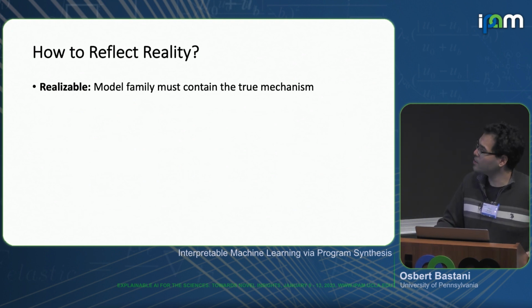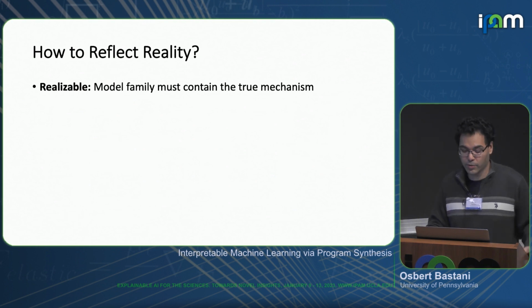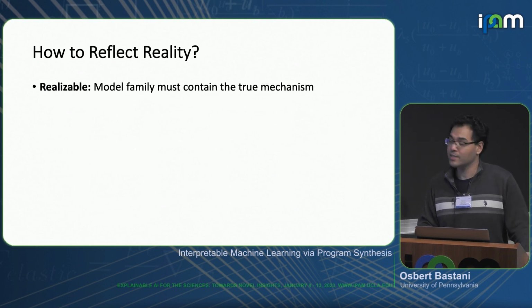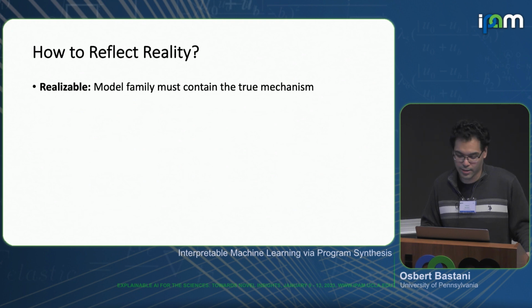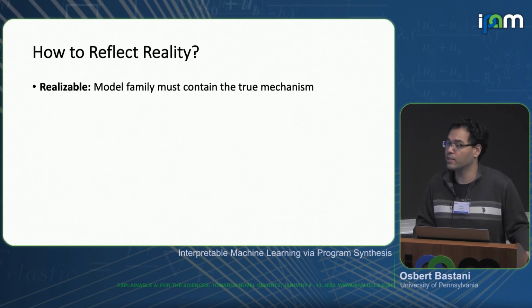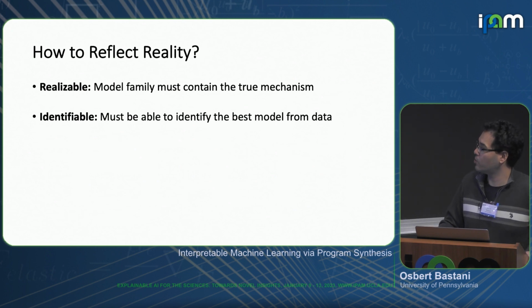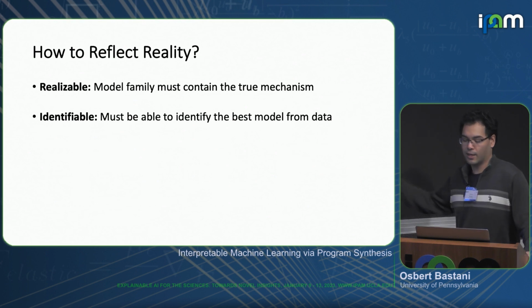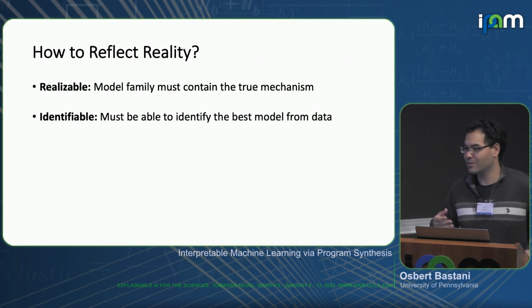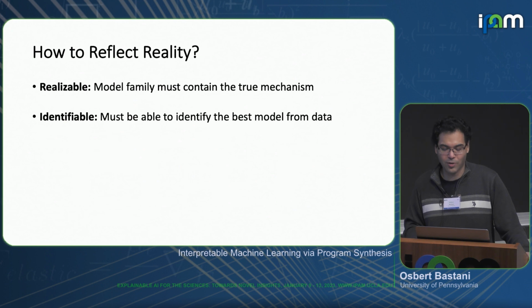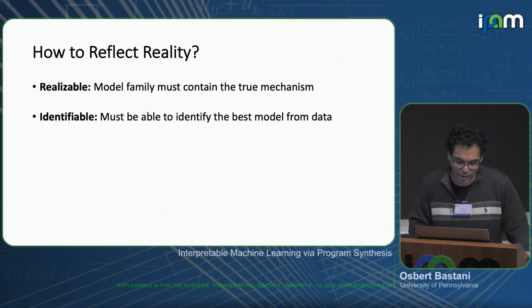Assuming such a mechanism exists, then the model family first needs to be realizable. So it has to contain the true mechanism, right? If the true mechanism isn't even in the model family, then there's no way we can learn it. And the other aspect is that it has to be identifiable. So given enough data, we need to be able to find this model. It's not useful for a model to exist if we can't ever find it, even given a lot of data.